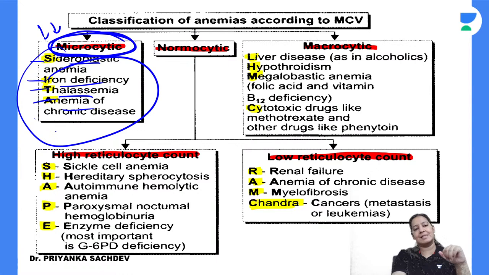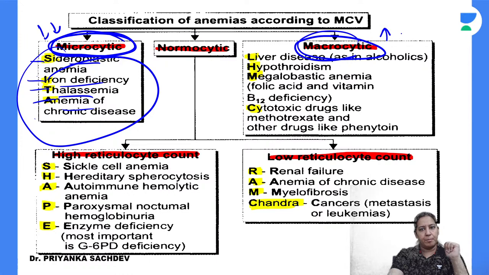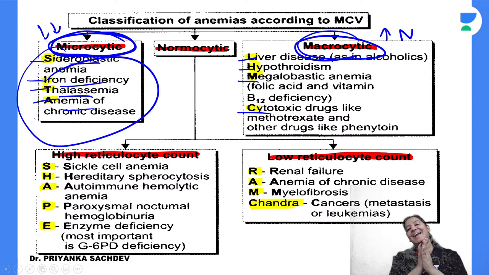Let me come on macrocytic normochromic. So here size is more, but color is normal. Macrocytic normochromic anemias. So again, four anemias are there. The mnemonic is Lady Harding Medical College, LHMC. You know Lady Harding Medical College, one of the best medical colleges in India.